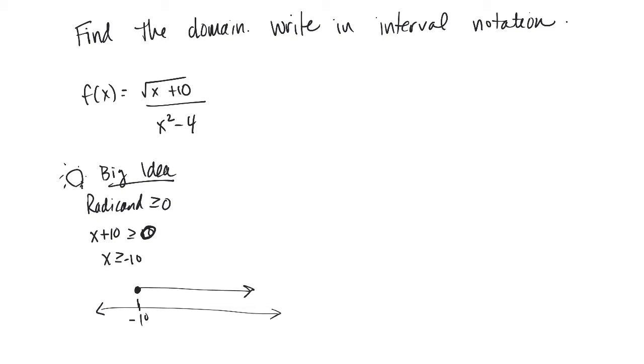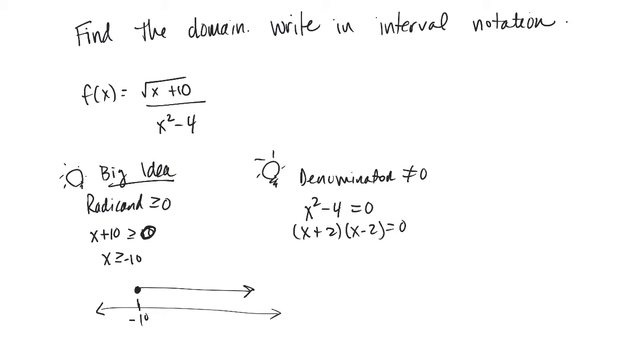Okay, now our next big idea is that the denominator cannot equal 0. Okay, so let's figure out when it actually is 0, and then we will restrict and not allow those two places. So we would say, when is that 0? We can factor that. So it would be x plus 2, x minus 2 equals 0, and then zero product property tells us that when x is 2 or negative 2, it's undefined.